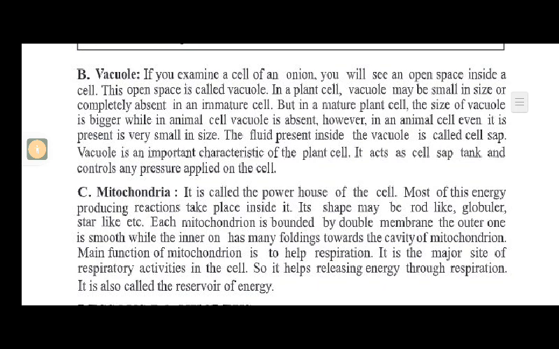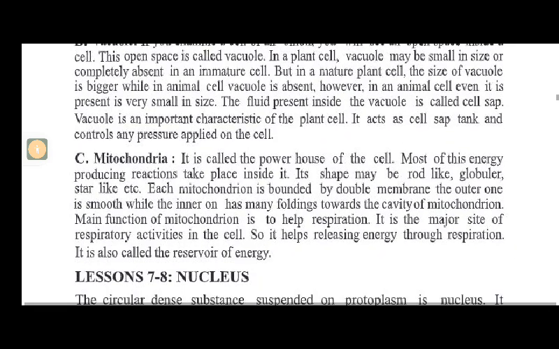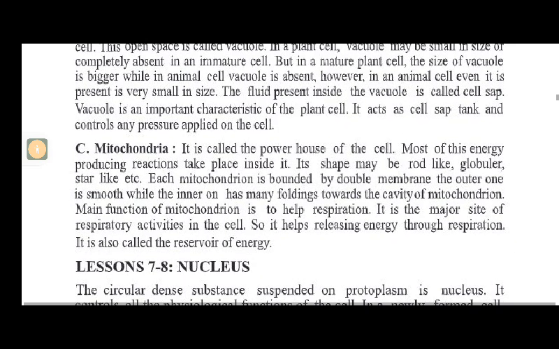Vacuole. If you examine a cell of an onion, you will see an open space inside the cell. This open space is called a vacuole. In a plant cell, the vacuole may be small in size or completely absent in an immature cell, but in a mature plant cell, the size of the vacuole is bigger, while in an animal cell, the vacuole is absent. However, in an animal cell, even if it is present, it is very small in size.